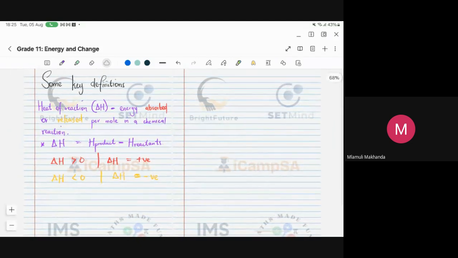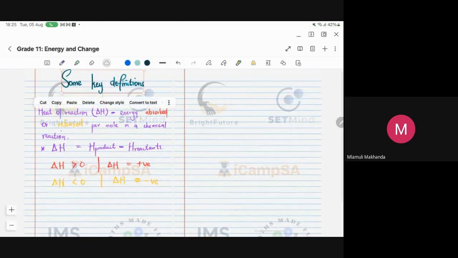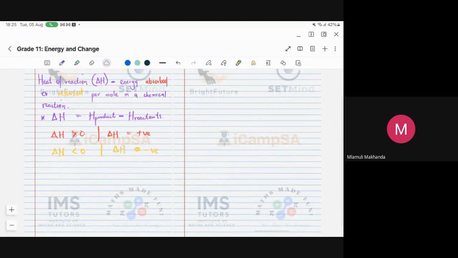For now, we're still focusing on the definitions, and as we proceed, I will show you what these mean physically and in other examples as well. Let's continue. Another definition that we have is an endothermic reaction.